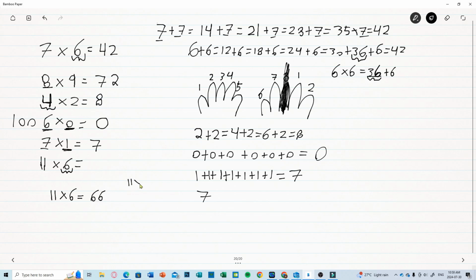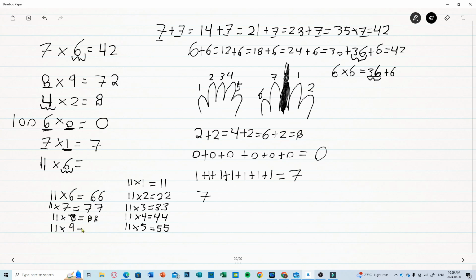If it was 11 multiplied by 1, that gives us 11. 11 multiplied by 2 gives us 22. 11 multiplied by 3 gives us 33. 11 multiplied by 4 is 44. 11 multiplied by 5 gives us 55. I wrote there 11 multiplied by 6 is 66, so we'll do 7, which gives us 77. 11 multiplied by 8 gives us 88, and finally 11 multiplied by 9 gives us 99. And you could do 11 multiplied by 10 gives us 110.